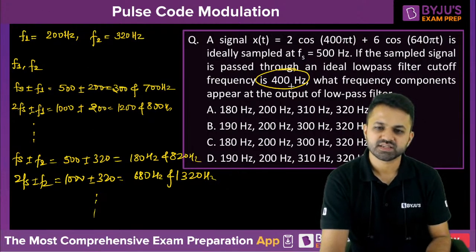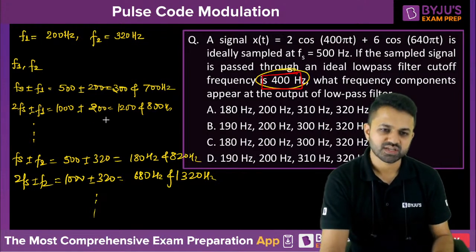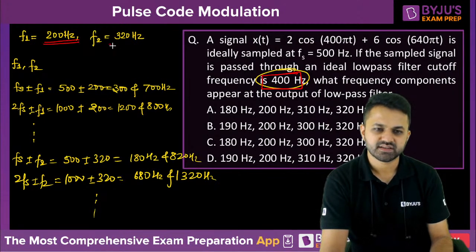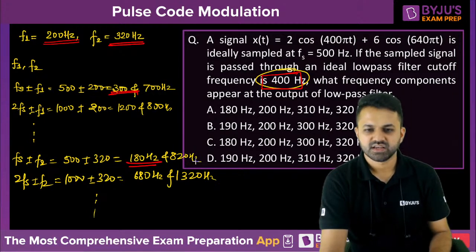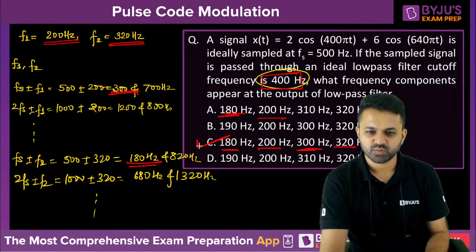Now if I see the cutoff frequency, frequencies less than 400 will be passed. So what are the frequencies which are less than 400? This 200 is less than, 320 is less than, and 300 is also less, 180 is also less. So 180 is there, 180 is here also, 200, 200 here, 200 here, 300, 300 here, and 300 and 320. Yes. So the answer is option C.